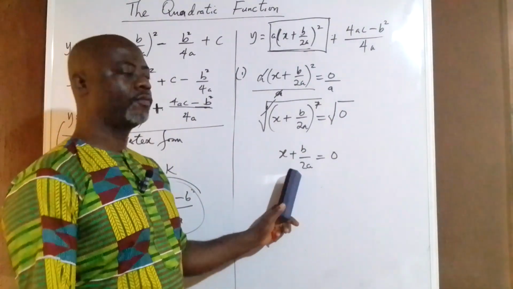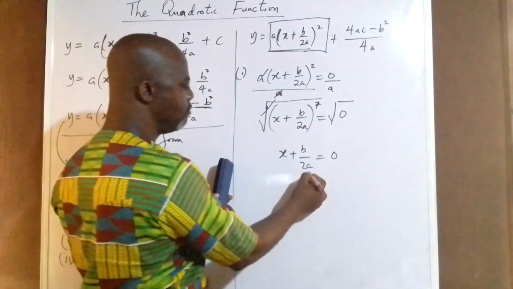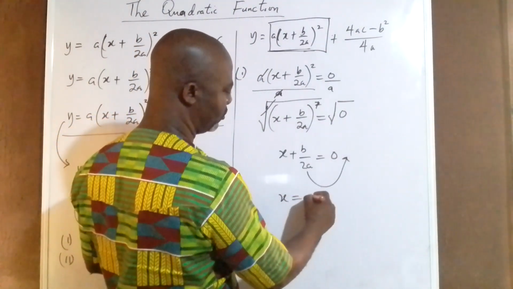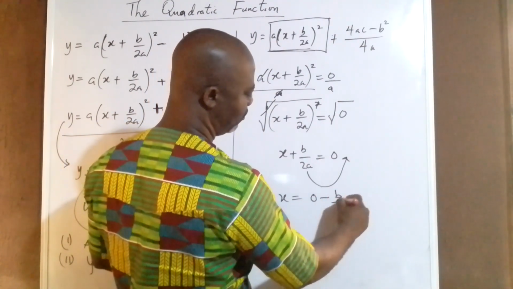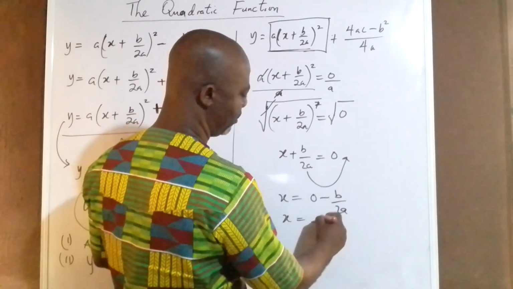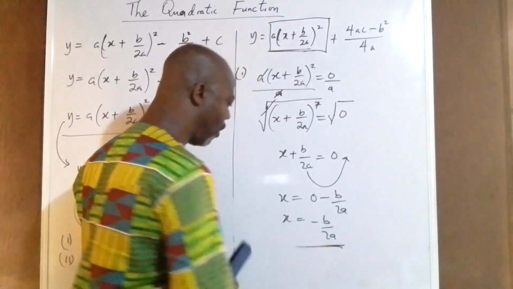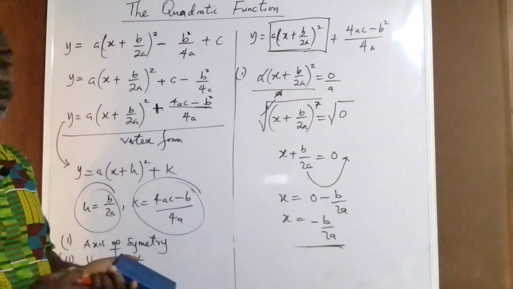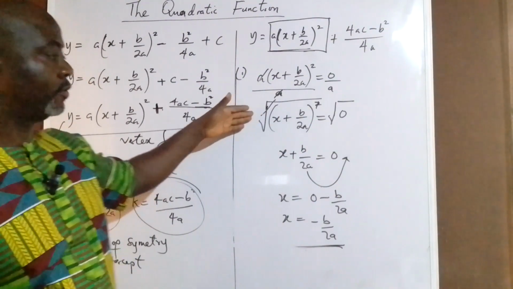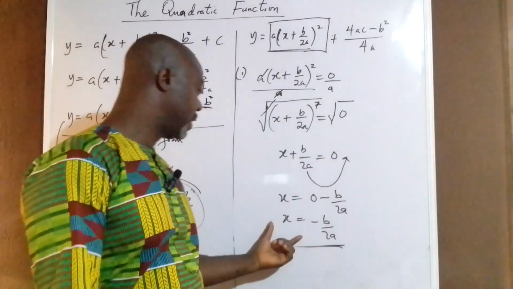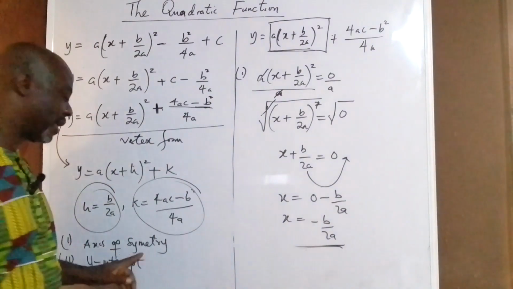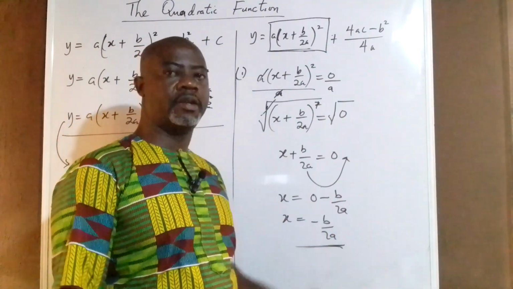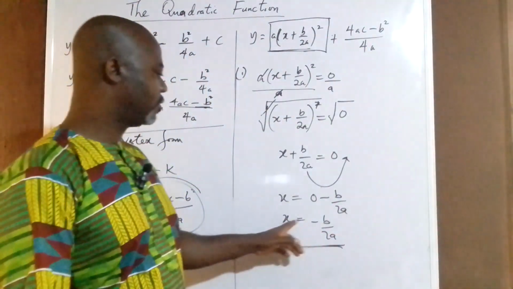And now to find the value of x, simply move b over 2a to the other side. So that will be x equal to 0 minus b over 2a. So x is minus b over 2a. Now, for the quadratic function converted to the vertex form from the standard form, the value of the axis of symmetry is minus b over 2a.